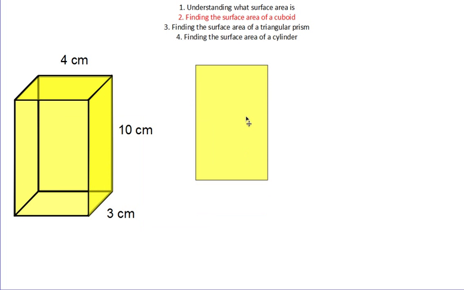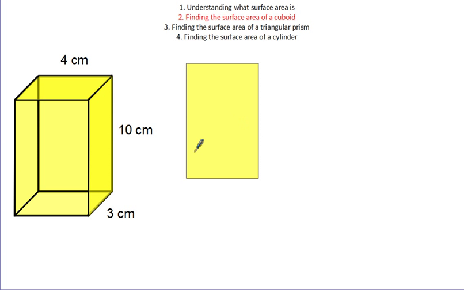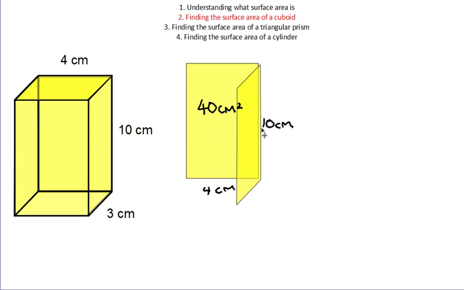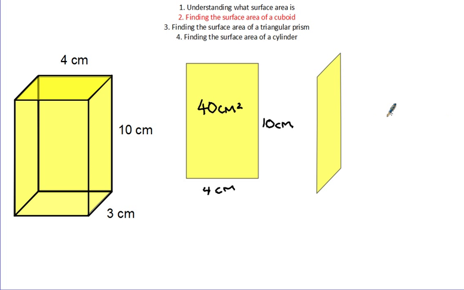We'll look at the front face first. If I copy out the dimensions, we have a 10 centimetre height and we have a length of 4 centimetres. That gives the area of the front of this cuboid as being 40 centimetres squared. The next face, if we look at the side, has the same length of 10 centimetres and it has a width of 3 centimetres. So that gives this face an area of 30 centimetres squared.